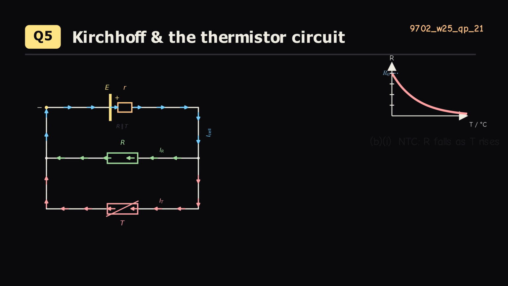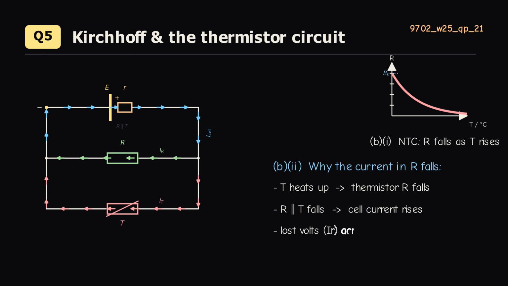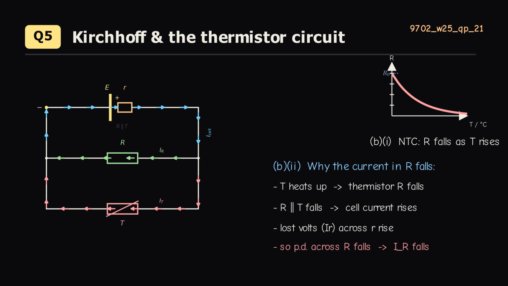Part B. Part 1. An NTC thermistor has resistance that falls as temperature rises. Part B. Part 2. Why does the current in R fall? Temperature rises, so thermistor resistance falls. The parallel combination R parallel T has lower resistance, so cell current rises. Lost volts IR across the internal resistance increase, so the potential difference across R falls, and the current in R falls.